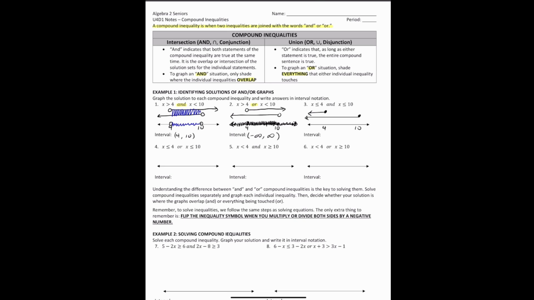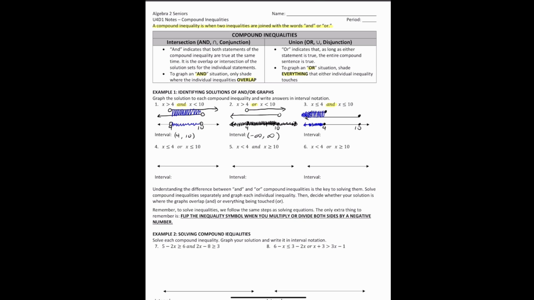Now, and, meaning overlap. Where do these two intersect? What are the x values they have in common? We can see that they overlap here. All right, and it's going to go towards negative infinity. So we have a closed dot at 4 and a closed dot at 10. And then we can see that the overlapping happens here. So I'm going to be shading from the left of 4, and it's going to go to negative infinity.